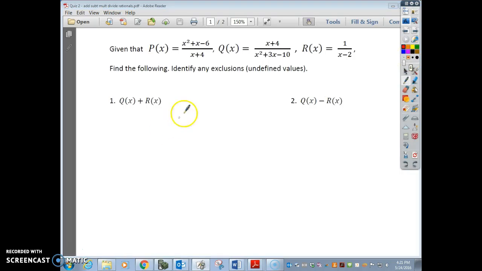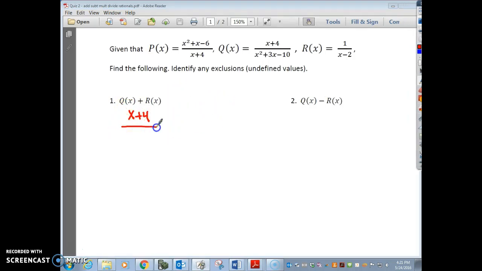How do we do that? We're adding fractions. This is going to be x plus 4, Q of x is this one, over x squared plus 3x minus 10, plus 1 over x minus 2. Before we add or subtract fractions, the only way they combine is if they have the same denominator. For example, 1/5 plus 2/5 is equal to 3/5, right? You have 1/5 of a slice plus 2/5 of a slice is equal to 3 of 5 slices. So we have to make the denominators the same.